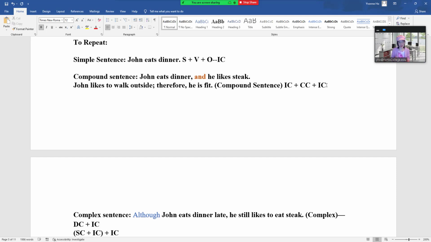You're going to ask, wait, how do I know the difference between a transition word and a subordinating conjunction? I'll get to that in a second. So here, John likes to walk outside, period. And then you say, therefore, he is fit. Okay? So that's another way of fixing those 2 sentences together. When you have 2 sentences joined together with a transition word, that's also considered a compound sentence.